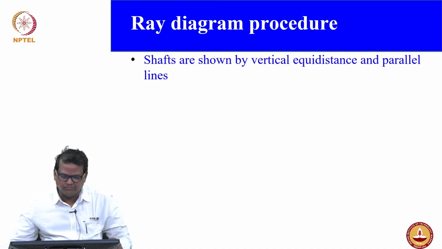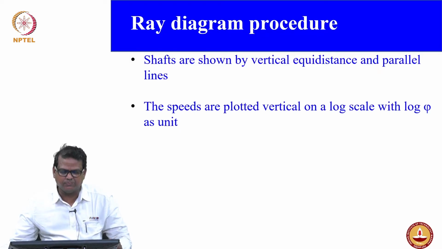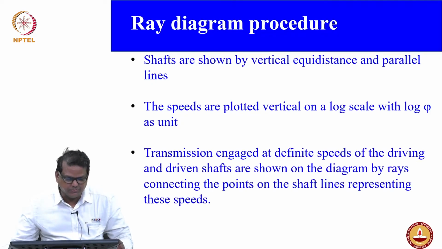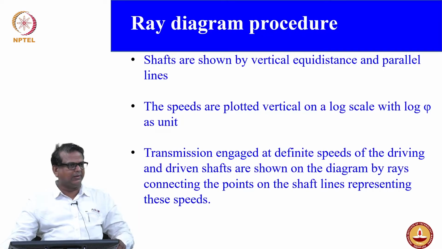So, shafts are shown by vertical equidistant parallel lines. The speeds are plotted vertically on a log scale with log phi as a unit. The transmission engaged at definite speeds of driving and driven shaft are shown on the diagram by rays connecting the points and the shaft lines representing the speeds. That is how the ray diagram is constructed.